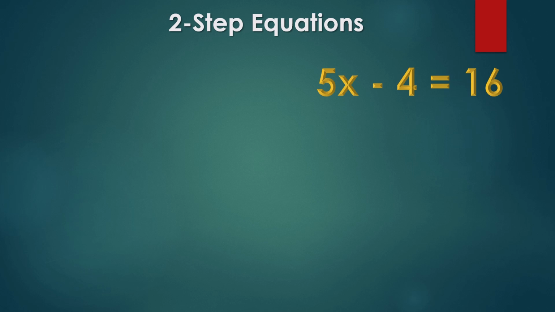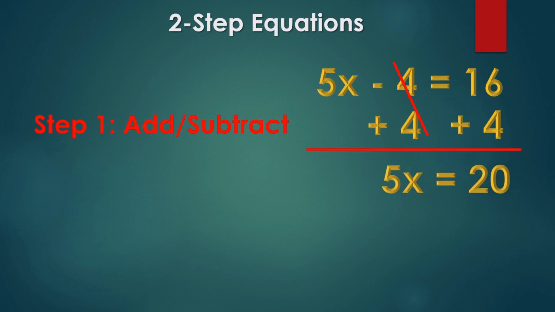Let's take another example. 5x minus 4 equals 16. So again, our first step is to add or subtract. So we're adding or subtracting the constant. So the constant is negative 4, so we're going to add 4 this time, because that's going to make it 0, which is what we want. We're trying to isolate the variable on one side. But we have to add it on both sides because it is an equation. When we do that, negative 4 plus 4 equals 0, so we're left with 5x equals 20.